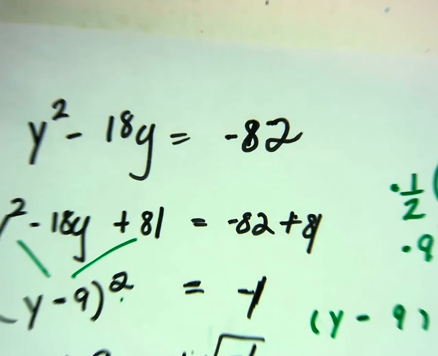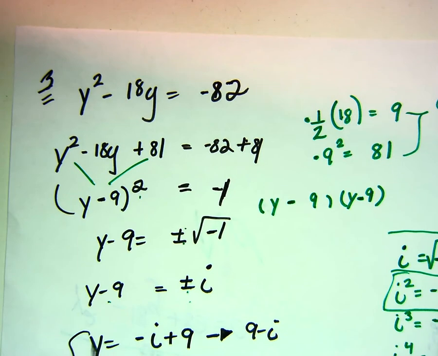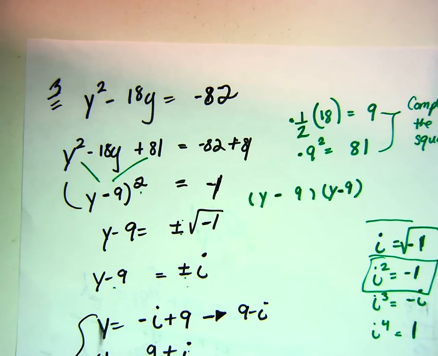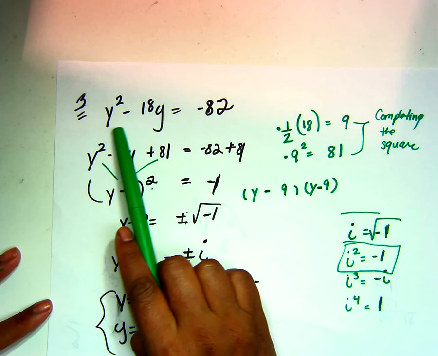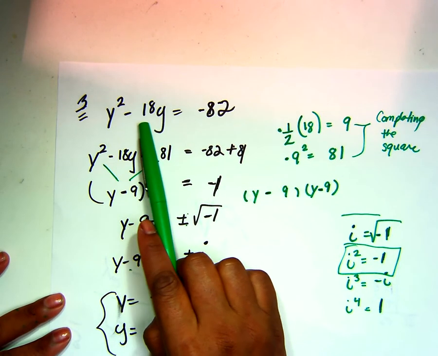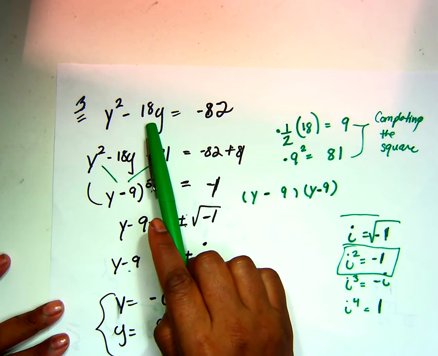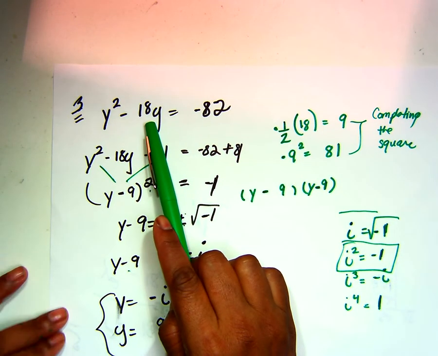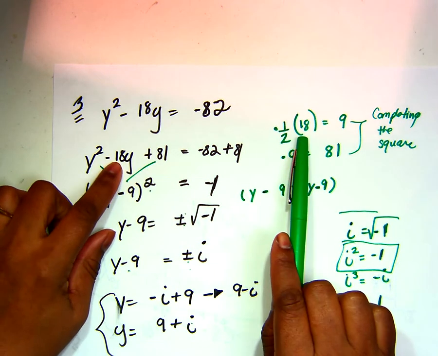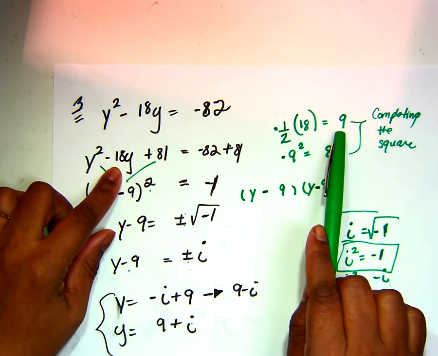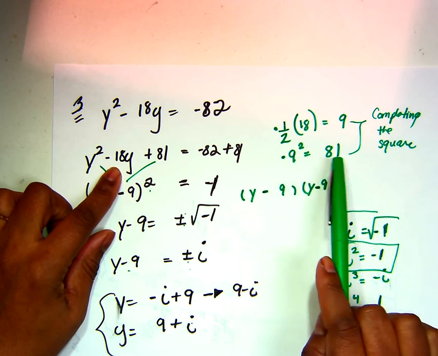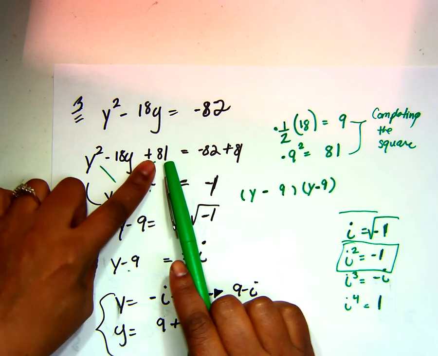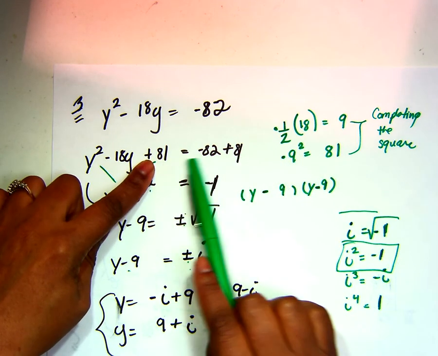So let me zoom out, trying to make sure you see everything. Alright, awesome. So this step right here, I rewrote it. But now I'm going to do something called completing the square. So I'm going to take half of that 18. Half of 18 is 9. Then I'm going to square the 9. That's the square part. 9 times 9 is 81. So I added 81 to both sides of this equation.